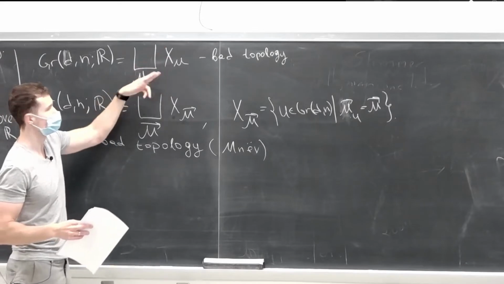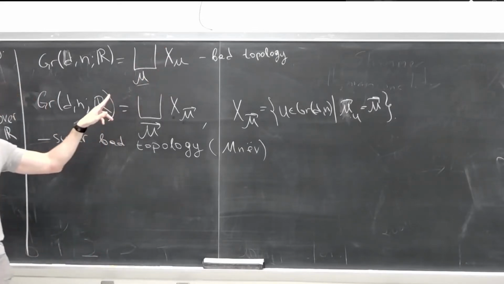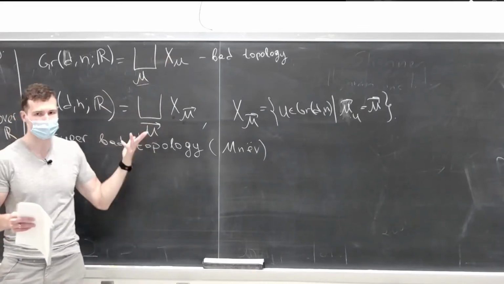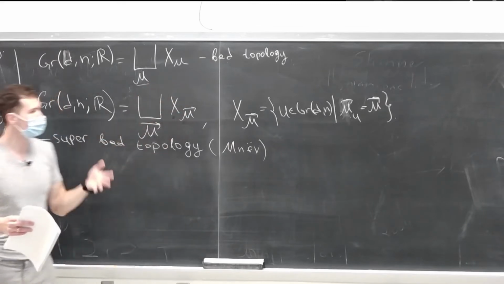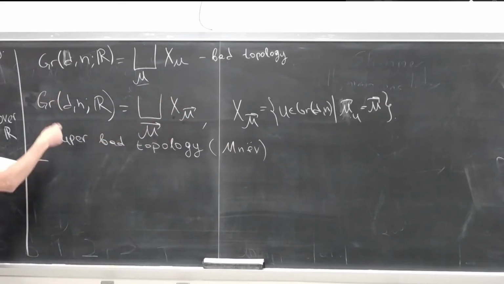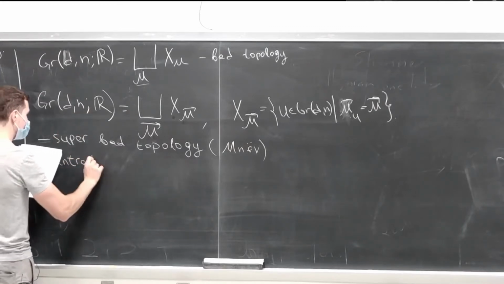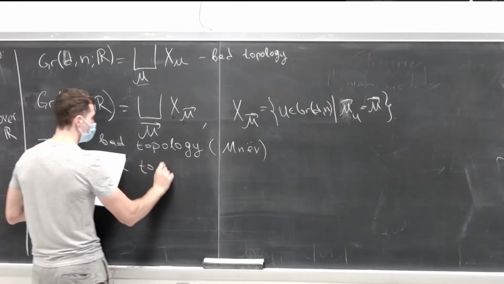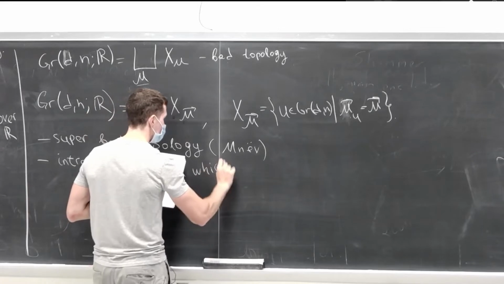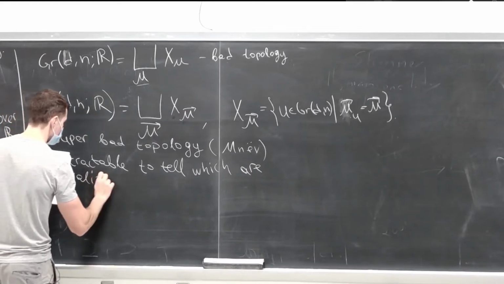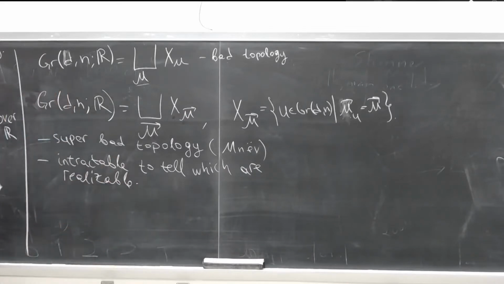Here, some of these cells are going to be empty, right? If the matroid is not realizable over R, the stratum is going to be empty. And similarly here, some oriented matroids are not realizable over R, so some cells are going to be empty. And it's another feature of this stratification that it's intractable. It's a very hard problem to tell which oriented matroids are realizable.